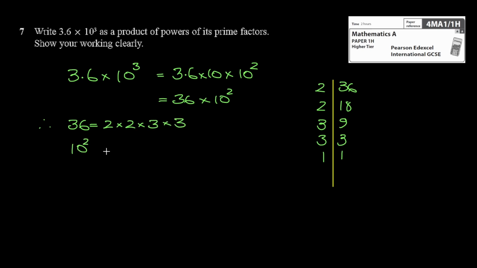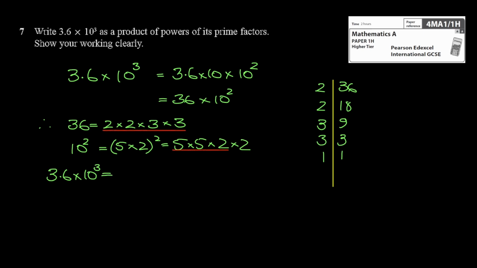And 10 squared is equal to (5 times 2) squared, which is equal to 5 times 5 times 2 times 2. That square affects both of the terms within that bracket. So bringing it all together, I can say that 3.6 multiplied by 10 cubed is equal to these factors and these factors. So this is 2 to the power 4 multiplied by the 3's, 3 squared, multiplied by 5 squared. And that is your answer.